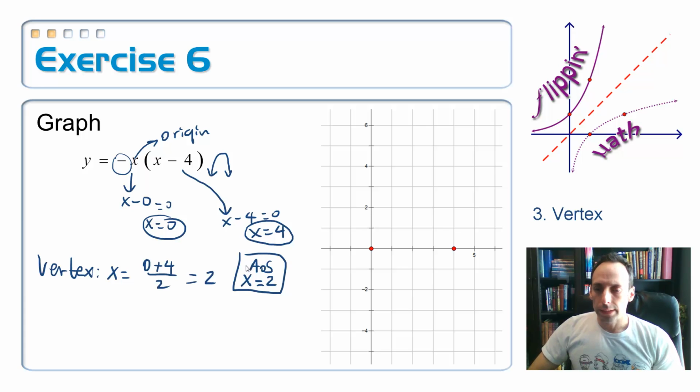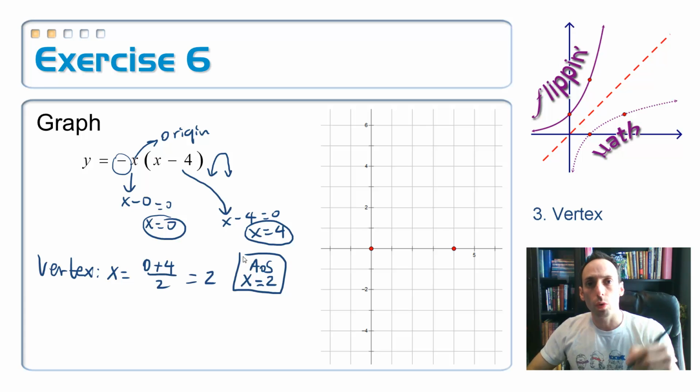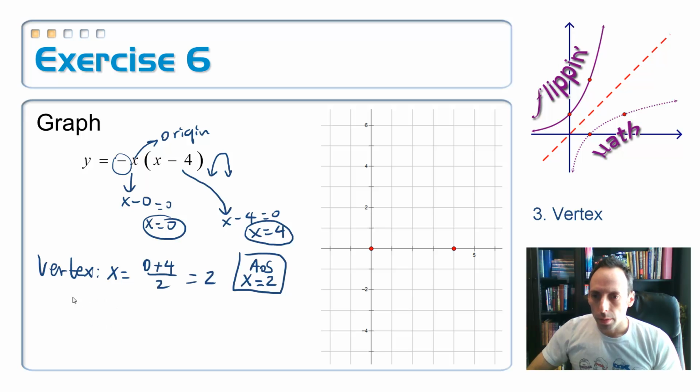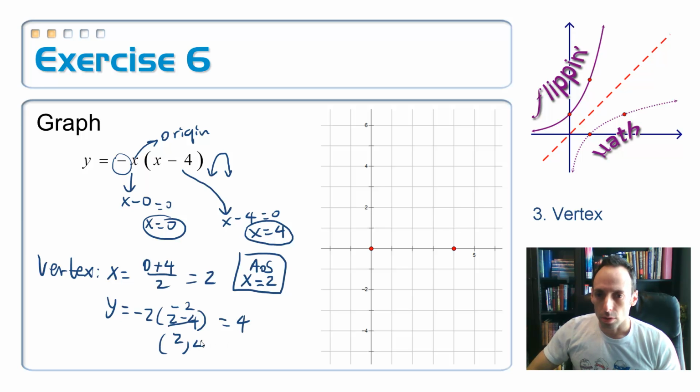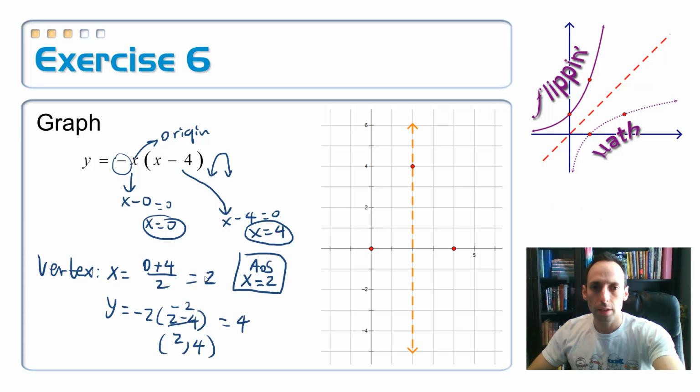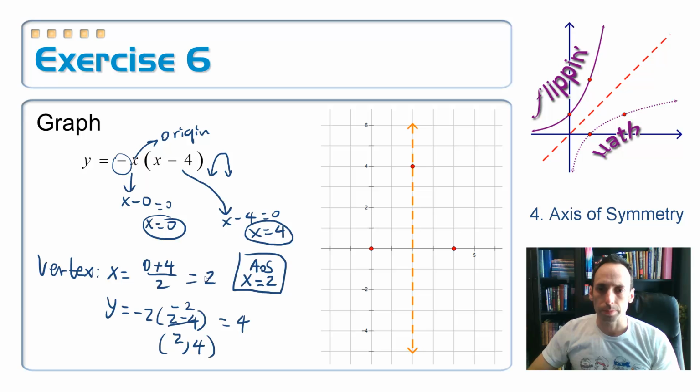And then for the y-coordinate of the vertex, I'm going to put that back into the equation. So y equals negative 2 times 2 minus 4. In parentheses, I get a negative 2, so negative times negative makes that positive 4. My vertex is at 2, 4. Go ahead and plot that point, and its axis of symmetry.